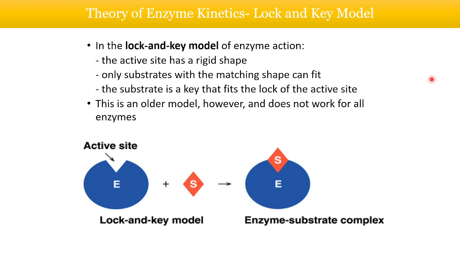So what happens over here is that the place or the site where your substrate is going to bind to the enzyme is the active site, and this active site has a rigid structure. It cannot change shape, so it has a fixed conformation. Due to this conformation, only those substrates which have a similar kind of conformation can go and bind to the active site, whereas other substrates cannot. So it is more specific, or more selective, because only a limited number of substrates can go and bind to this active site.